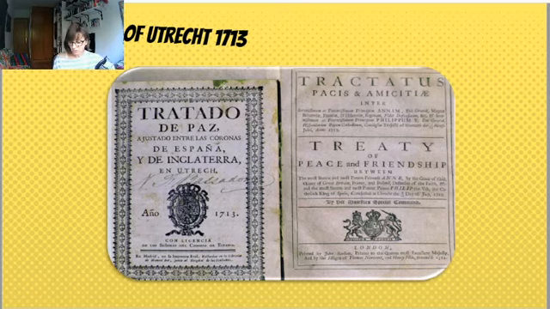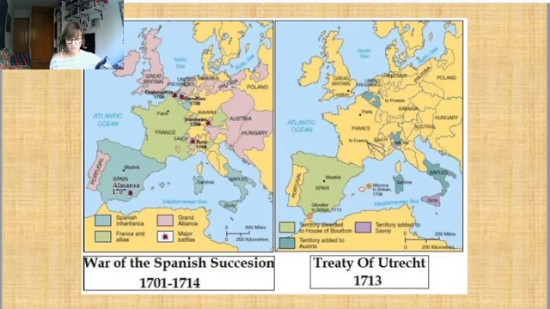This Treaty of Utrecht and Rastatt, like you can see here on the map, after the Treaty of Utrecht, the different territories are going to change from one to another. Austria gained lands from Spain, including Milan and the Spanish Netherlands, while Great Britain gained Gibraltar and Menorca.